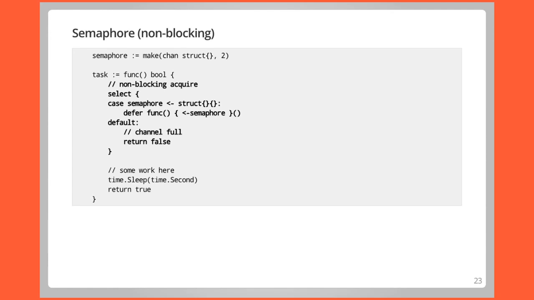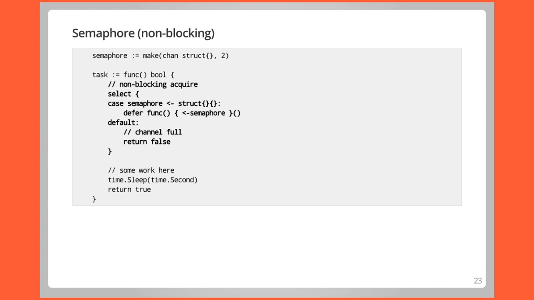So a very simple change, but we created a non-blocking semaphore, which makes the function return false if I couldn't acquire the semaphore, and true if I actually work on the job.